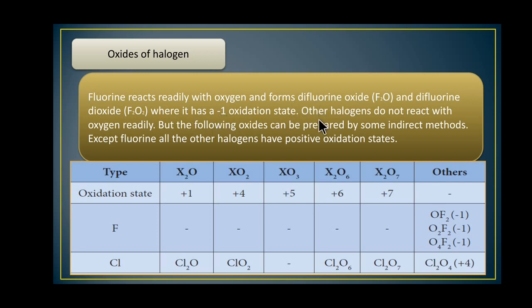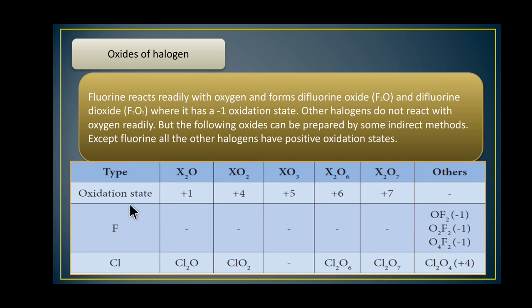The other halogens do not react with oxygen readily. This is very important. Others do not react readily, but the following oxides can be prepared by some indirect method. When they do not react, we can choose another method, the indirect method. Except fluorine, all other halogens have a positive oxidation state. Fluorine has a minus state, but other halogens have their oxidation number at a positive level. The positive oxidation state is very important.